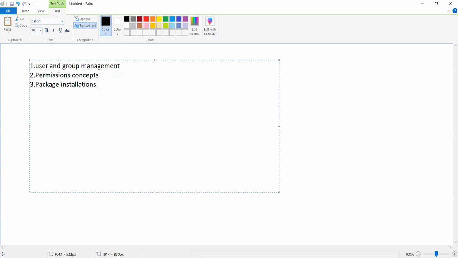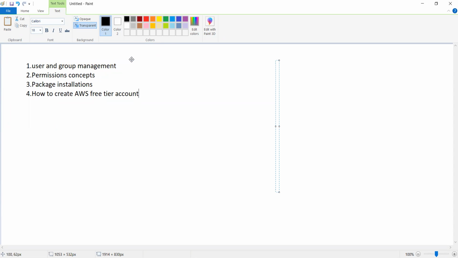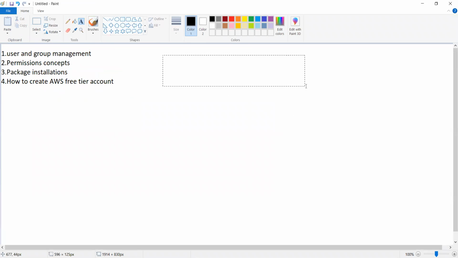Let me finish off this theory discussion and I will walk through how to create an AWS free tier account. Once everything has been done, tomorrow we're going to start the practicals. Whatever we've discussed till date, we'll implement in practicals, and after that we'll work on some real-time projects. So let's finish off these three theory concepts which we have left. Let's start with user and group management.